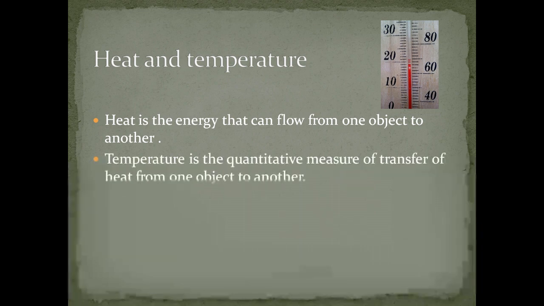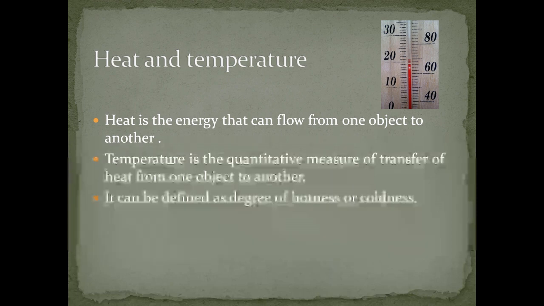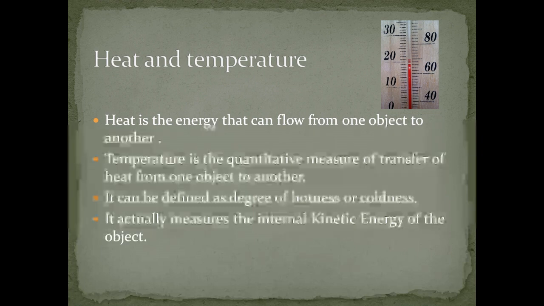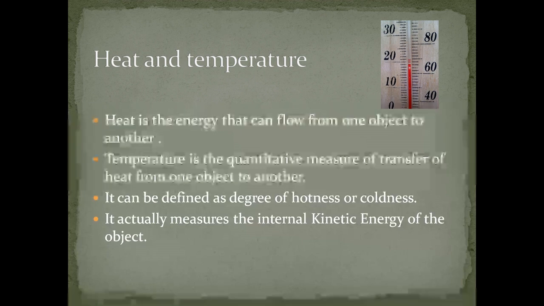So temperature is the quantitative measure of transfer of heat from one object to another, and in general it's defined as the degree of hotness or coolness of a body. What temperature actually measures is the internal kinetic energy of the object. Since we know heat is an energy and it's an intrinsic property of an object, it cannot be a potential energy. It cannot be totally internal energy, because potential energy can transfer from one object to another. So it's just the kinetic energy of the object.